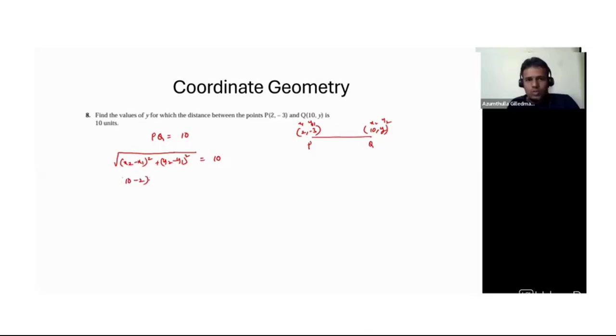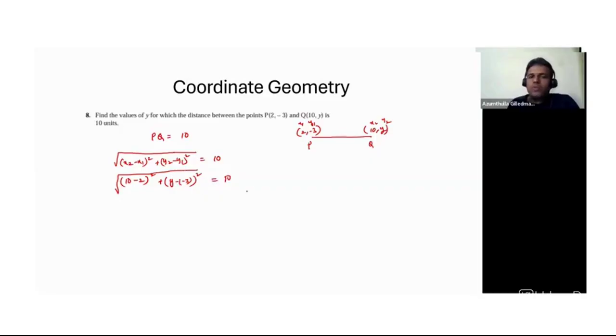So 10 minus 2 whole square plus, what is y2? Y here, right? That is what we need to find. So y minus of minus 3. Here the signs are very important, guys. Because y minus of minus 3 becomes y plus 3. So be careful when you have negative signs. So that is the square root of that, equal to 10.